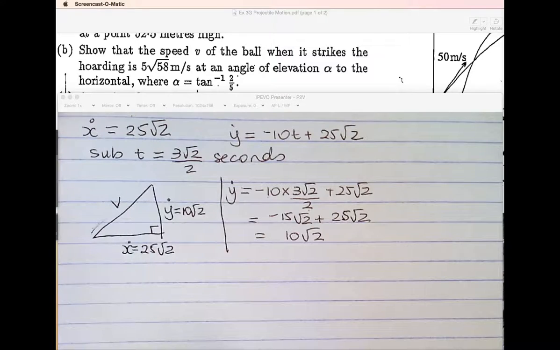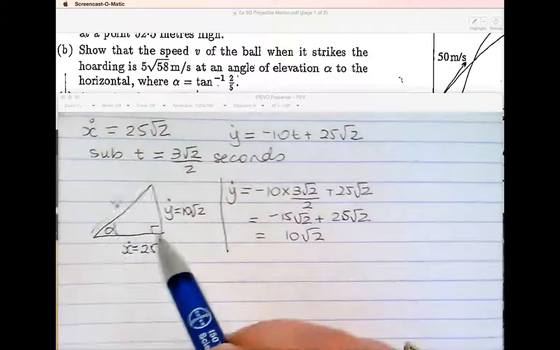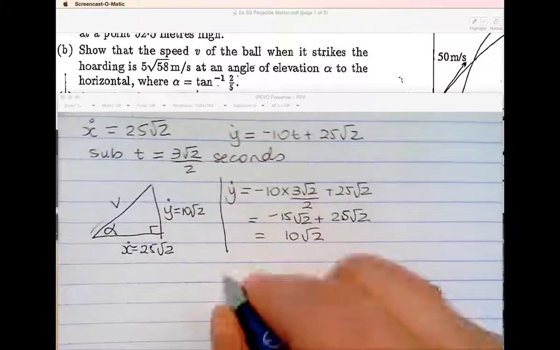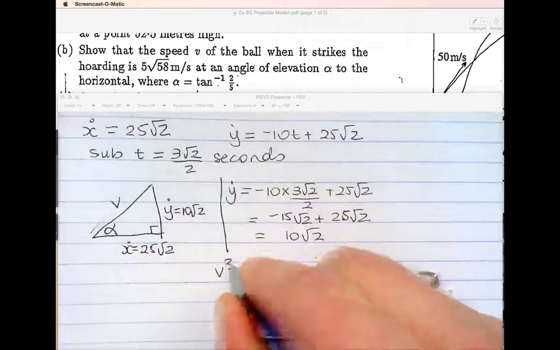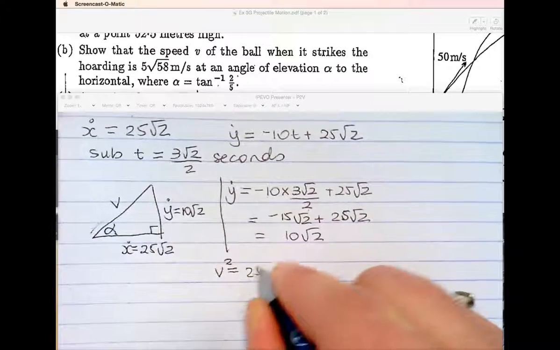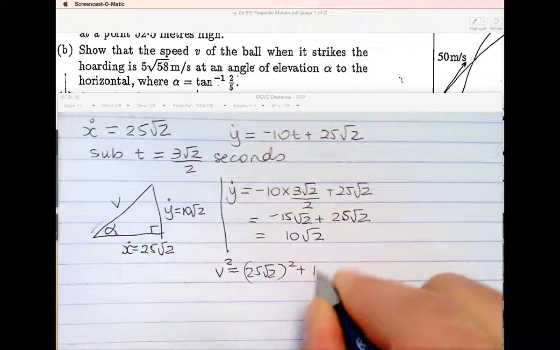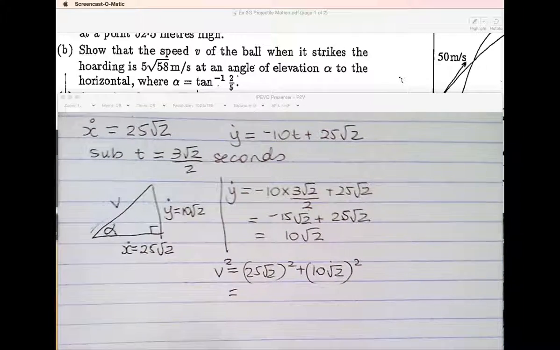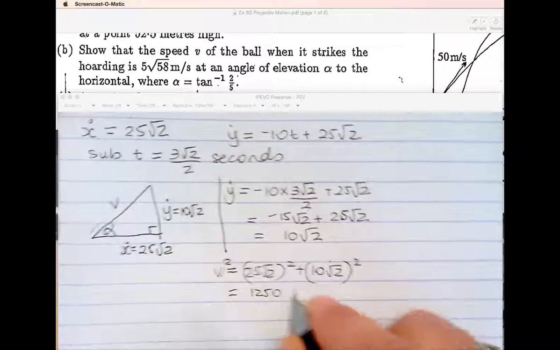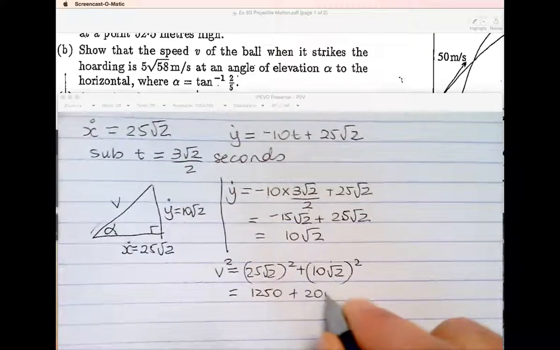Okay, and we need the angle too in a minute. So how do I do it? Remember, velocity is made up of the horizontal and the vertical component. So therefore, velocity is v, we can do v squared equals, so v squared is 25 root 2 squared plus 10 root 2 squared, which is what? 25 squared, 625 times 2, 1250, plus 100 times 2, 200.